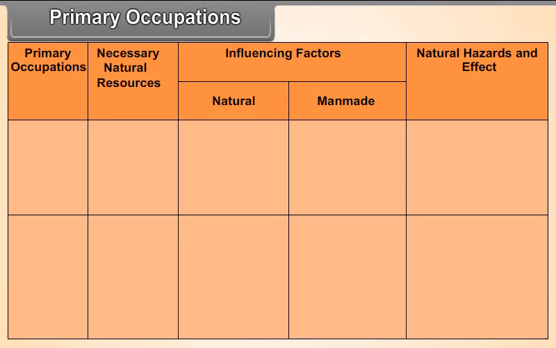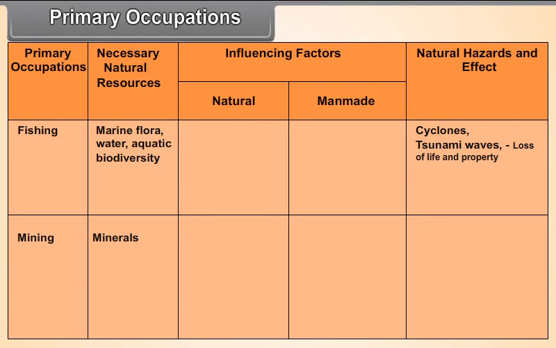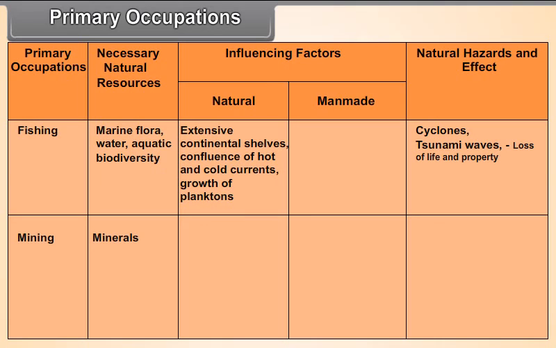Primary occupations. Fishing. Necessary natural resources: marine flora, water, aquatic biodiversity. Influencing factors: natural, extensive continental shelves, confluence of hot and cold currents, growth of planktons.